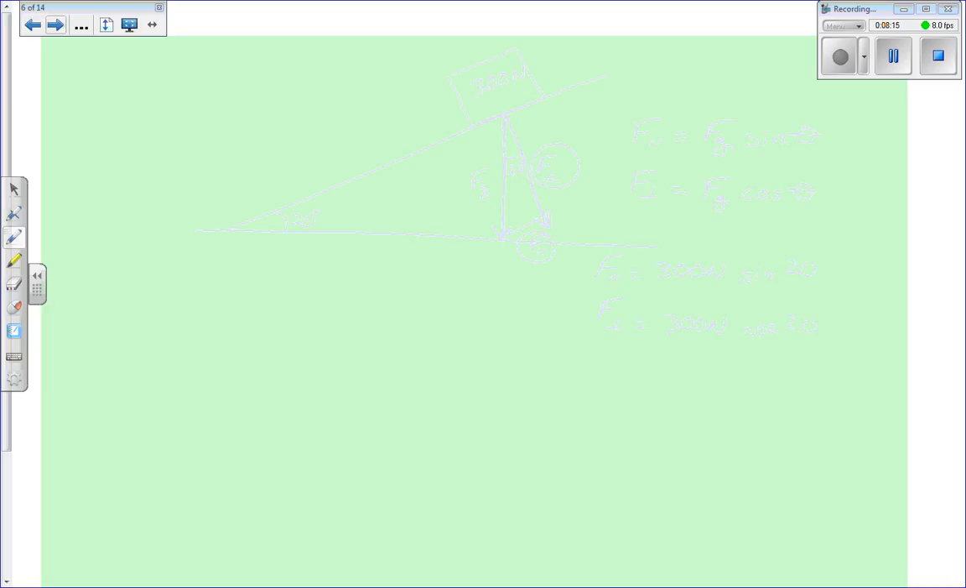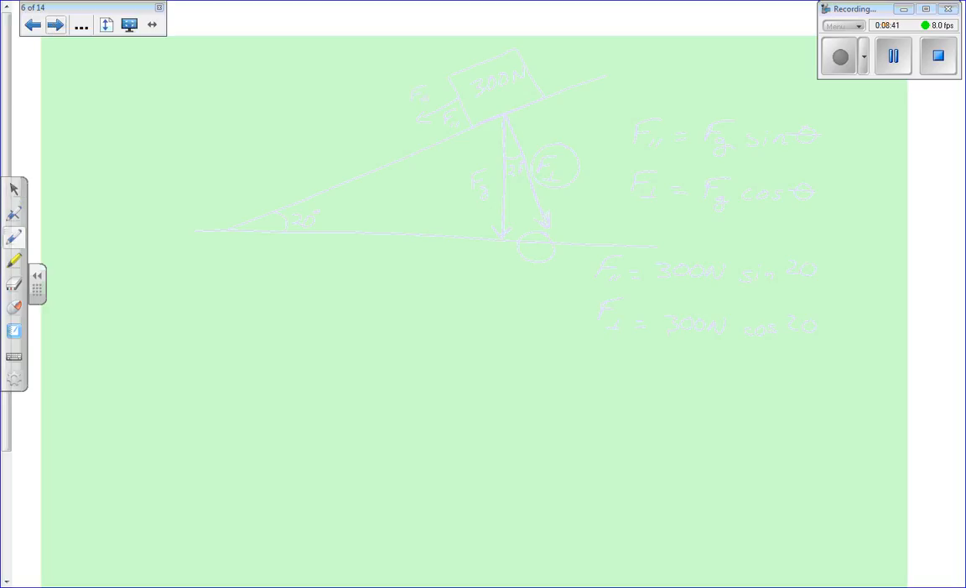Now, because F parallel is really the one that acts down the plane, if this object were to slide down the inclined plane, that would be the applied force.